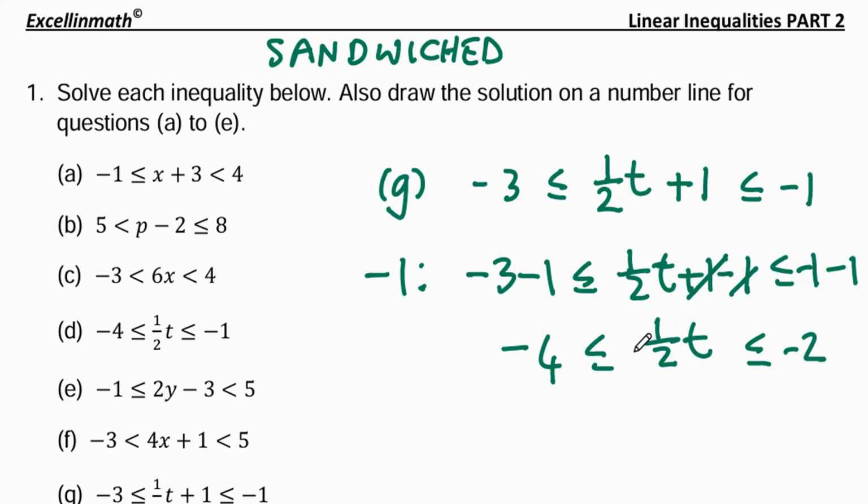Now we want to get rid of the half here. And a half t means t divided by 2. So essentially we are dividing by 2 here. So to get rid of this half, we multiply through by 2. So negative 4 times 2. Then a half t times 2, the 2's will cancel. And negative 2 times 2 is negative 4.